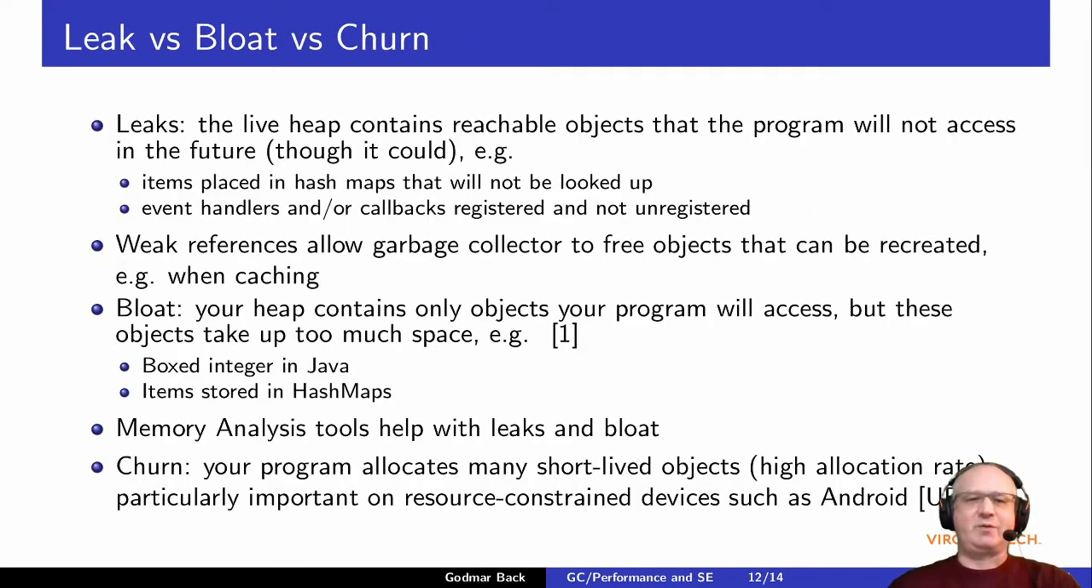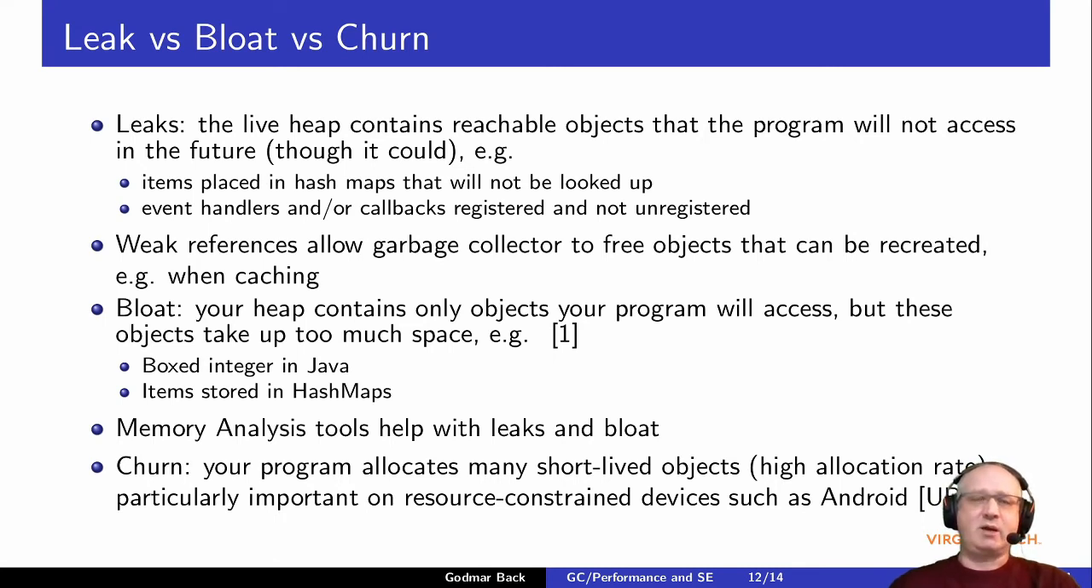The first one is that of leaks. A leak is a reachable object that is on the live heap. There is a sequence of edges leading to it from one or more roots, but the program in fact will not access this object in the future. It could, but it won't. And how do we know this? Because this is something the programmer has to tell. They say, well, this is an object that is perhaps stored in a hash map. But in fact, the key is no longer accessible, so there is no possible execution of this program where this object would be looked up.